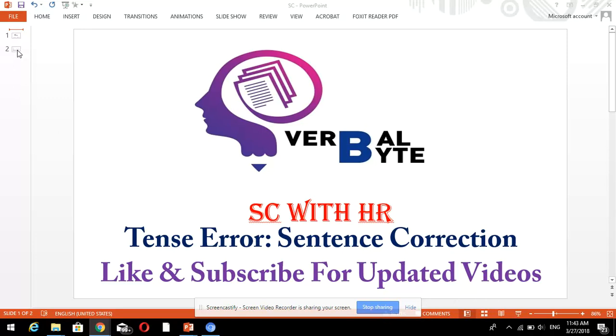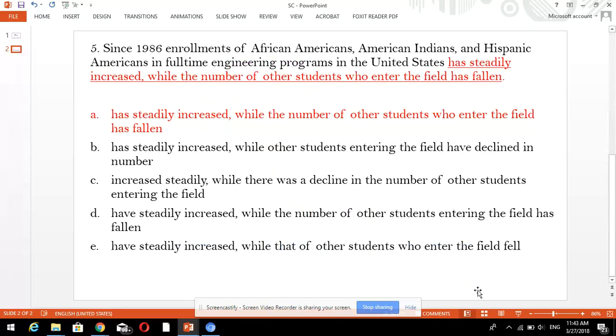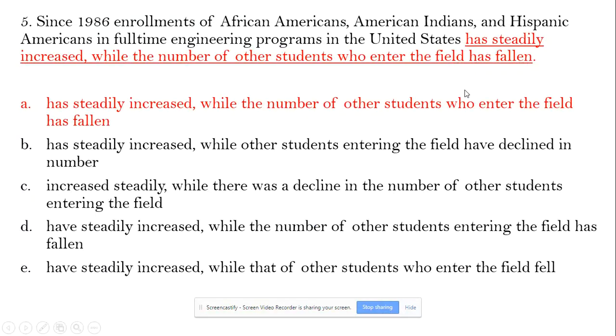Here we go with the sentence. Now, since 1986, enrollments of African Americans, American Indians, and Hispanic Americans in full-time engineering programs in the United States has steadily increased, while the number of other students who enter the field has fallen.